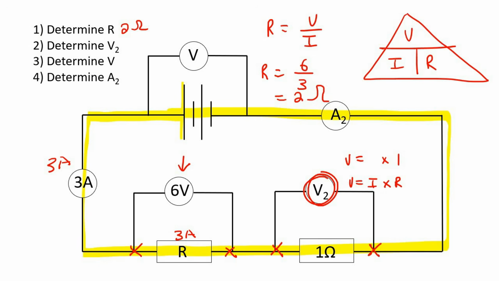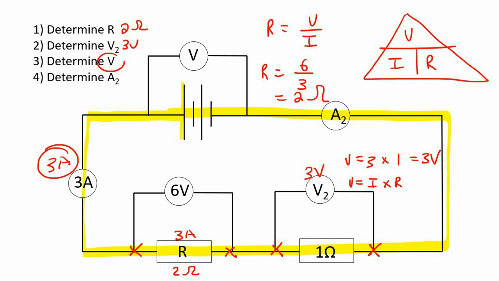So we know that the current in the main circuit is 3 amps. So that means that the current all the way through is going to be 3 amps. So we can just say 3 over there. And if you had to calculate that, you're going to end up with 3 volts. So V2 would be 3 volts. Okay, so let's just fill that in there as 3 volts.